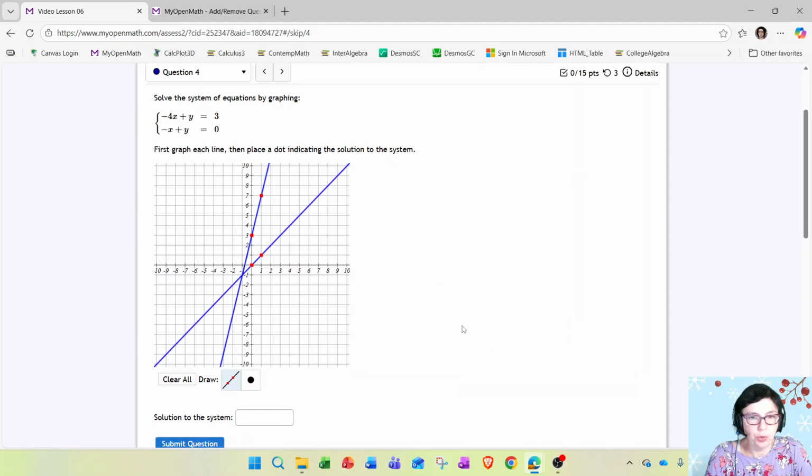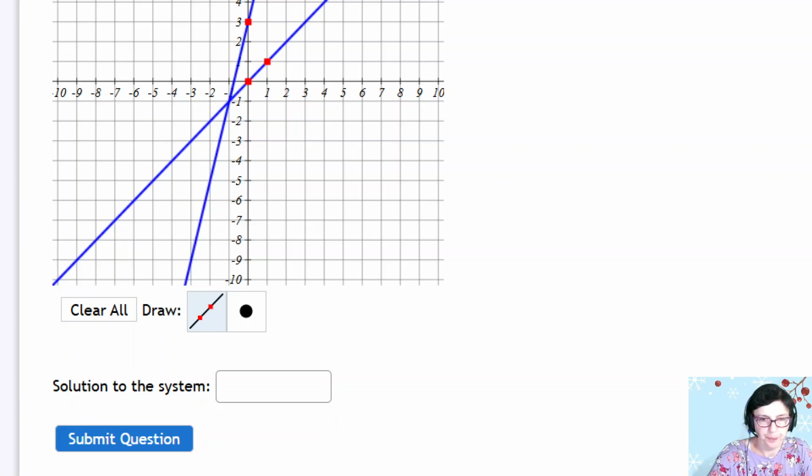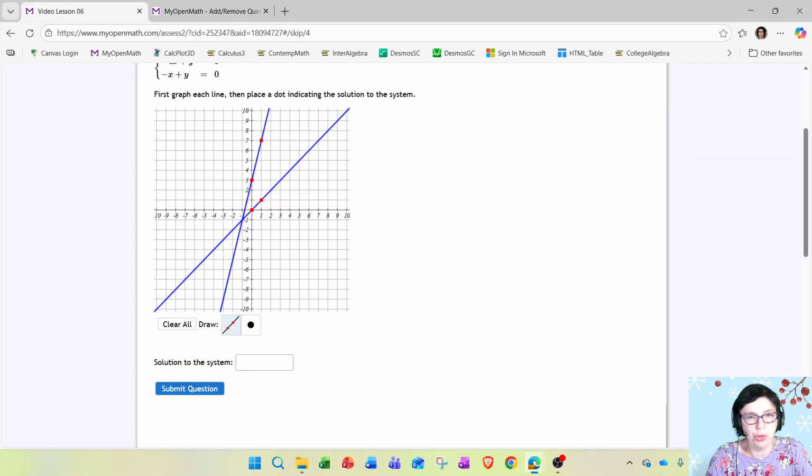Now that I graphed the 2 lines, I need to place a dot indicating the solution. Where are these lines intersecting? Now, in order to place a dot, you have to switch tools to the point tool. Once you selected it, let's place the dot where the 2 lines intersect. And right under here, we can type a point that's a solution.